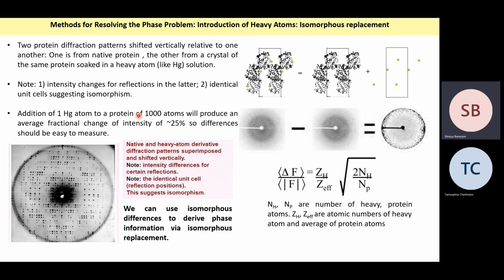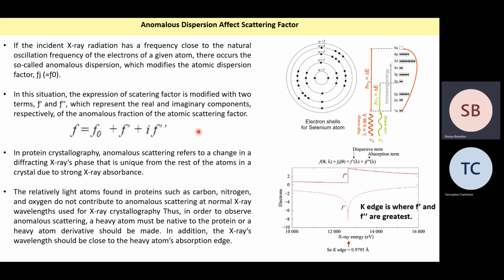But to be sure of the phase and to clear any phase ambiguity, it is always good to do a multiple isomorphous replacement. The next thing that we'll go through is the anomalous dispersion affecting the scattering factor. So we had learned about the scattering factor that is unique to each atom, and it depends on the atomic number and the angle of scattering.